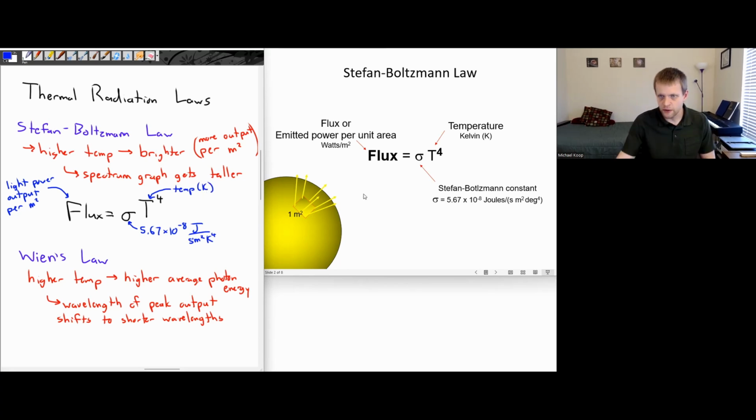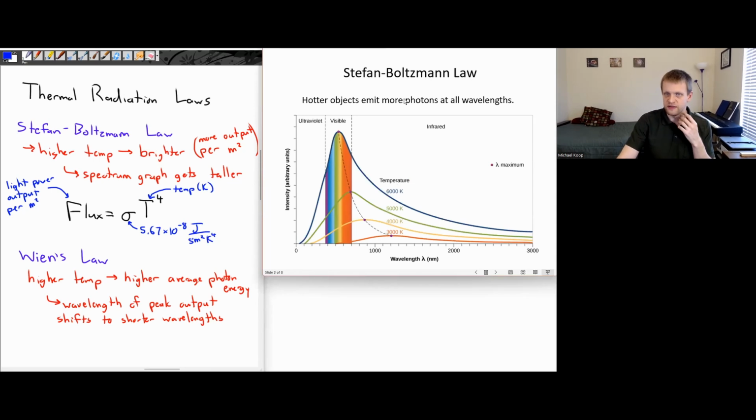The basic idea here is that if the temperature increases, the flux is also going to increase. This light output per square meter is also going to increase. And since this is taking temperature to the power of 4, if I increase this even a relatively small amount, we get a huge increase in the overall brightness. So again, this Stefan-Boltzmann constant is talking about how hotter objects emit more photons at all wavelengths. The higher the temperature, the taller the graph, the more energy is being given out across all wavelengths.